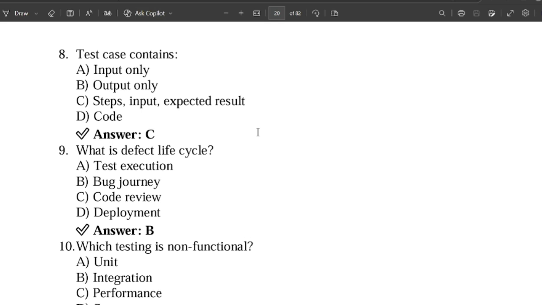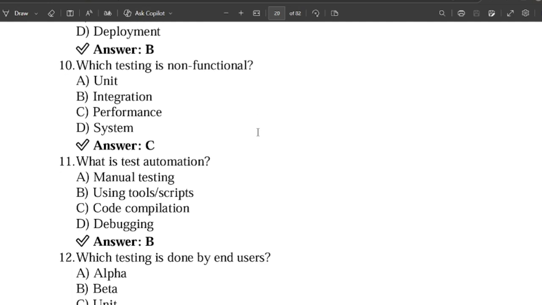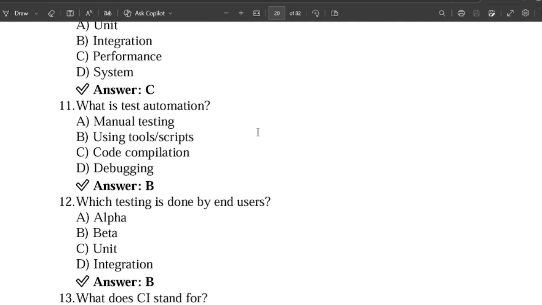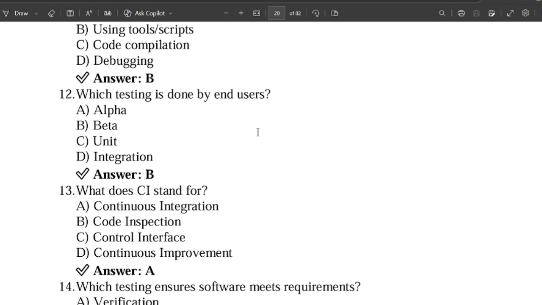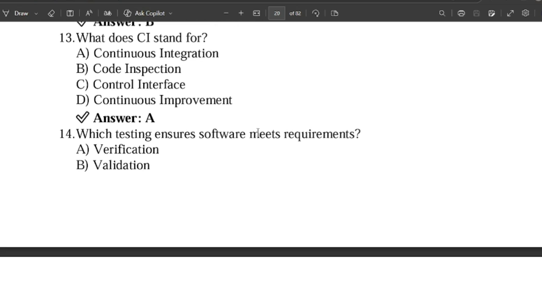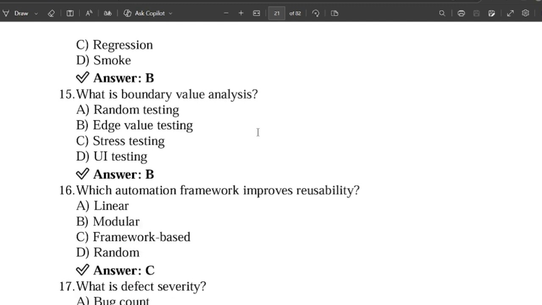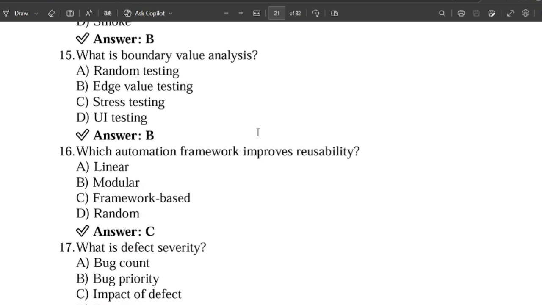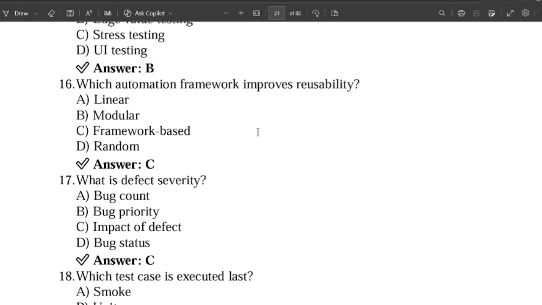What is defect life cycle? Bug cycle. Which testing is non-functional? Performance. What is test automation? Using tools and scripts. Which testing is done by end users? Beta. What does CI stand for? Continuous integration. Which testing ensures software meets requirement? Validation. What is boundary value analysis? Edge value testing. Which automation framework improves reusability?